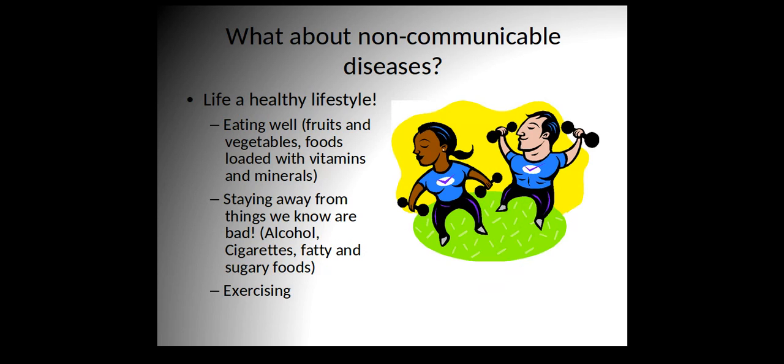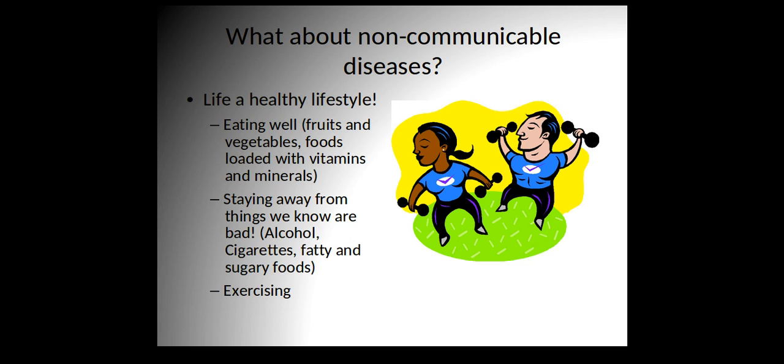Remember how I told you there are even ways to help prevent non-communicable diseases? Well, guess what? I bet it's even simpler than you thought. The best way to decrease your risk of getting these types of diseases is to simply live a healthy lifestyle. Living a healthy lifestyle generally means eating well, exercising, and staying away from things that you know are bad for you. This means eating lots of fruits and vegetables, foods loaded with vitamins and minerals, and lean meats, meaning meats that are low in fat.